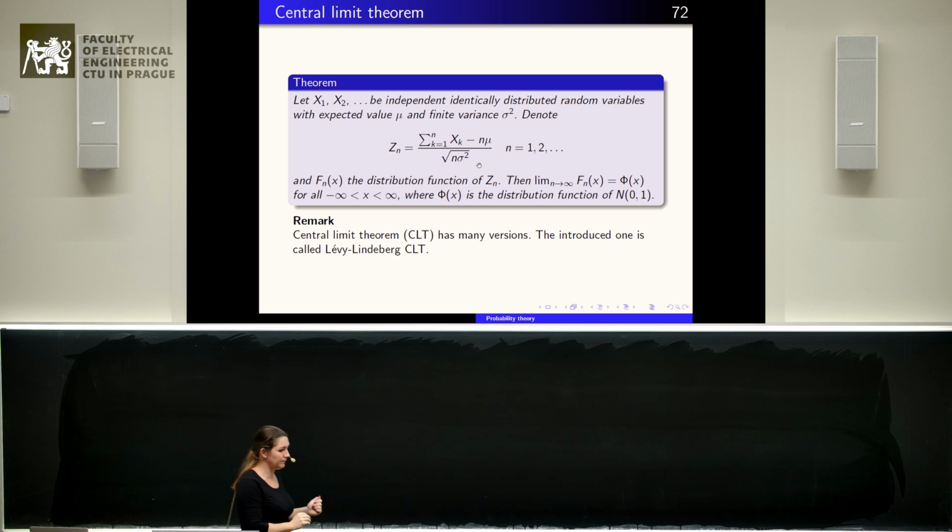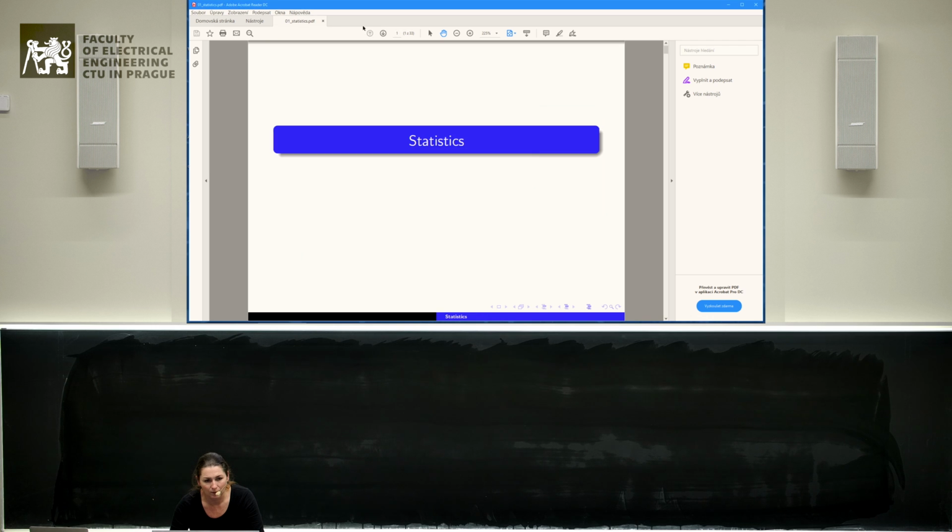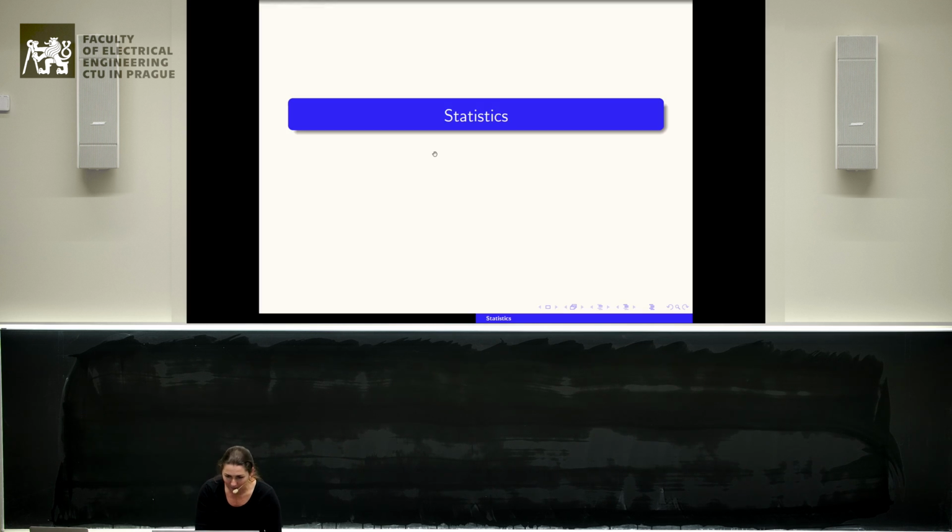So the central limit theorem is some kind of transfer from probability theory to statistics, because the normal distribution is used in many methods and procedures of mathematical statistics. So I will start with some basic terms.